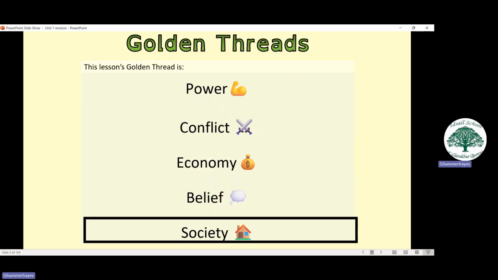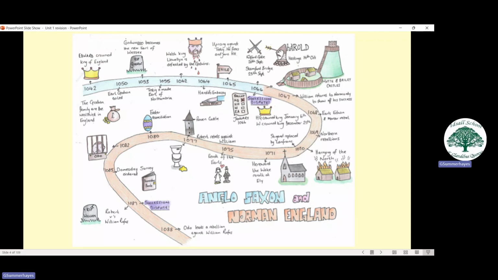So this golden thread is society, to find out about what society was like in Anglo-Saxon England before the Normans so rudely arrived. Here is a timeline of the important things that happened. So again, freeze this screen, take a photo, screenshot it, whatever you want if you haven't got this already. And you can see that it actually starts a little bit before our course starts, but does end in the right place, 1088, when the Norman conquest is over and William has died.